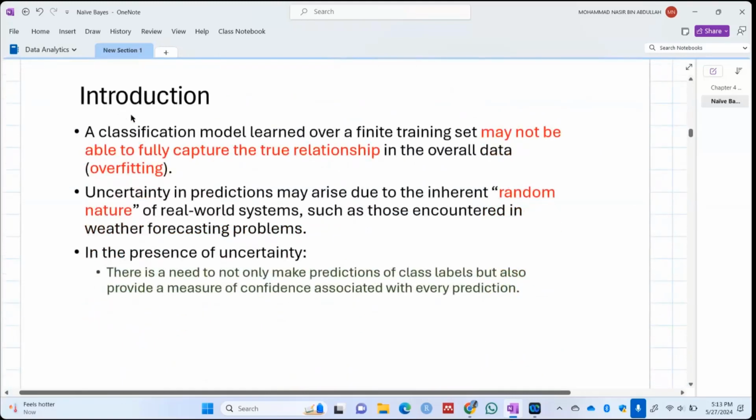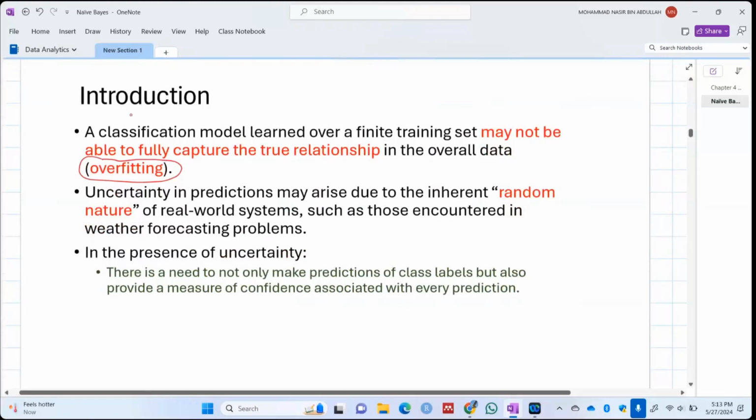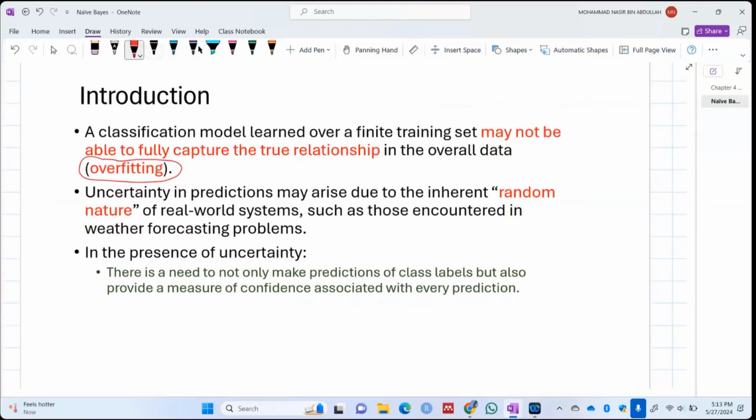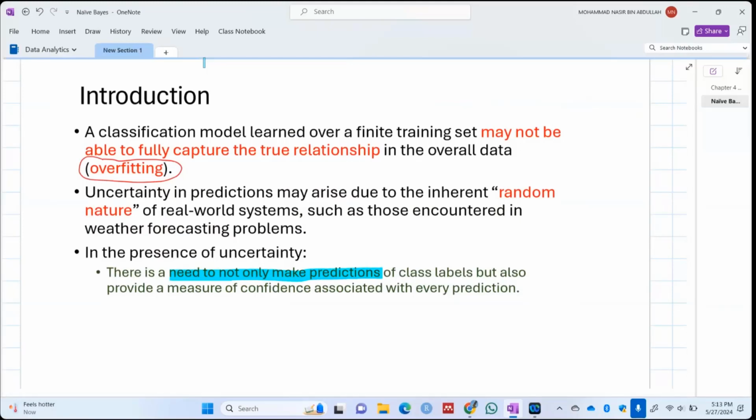Now, a classification model learned over a finite training set may not be able to fully capture the true relationship. There is a need to not only make a prediction of a class label, but also measure the confidence associated with every prediction. That means we need to know the values of accuracy, sensitivity, and specificity.